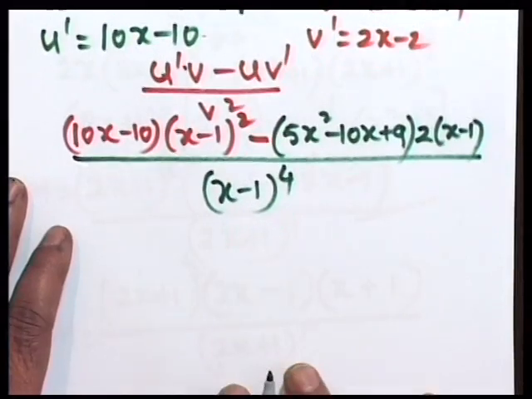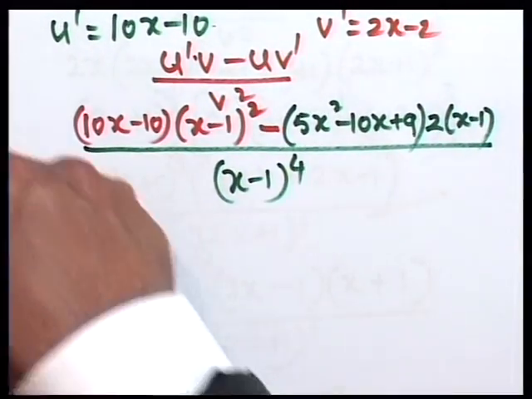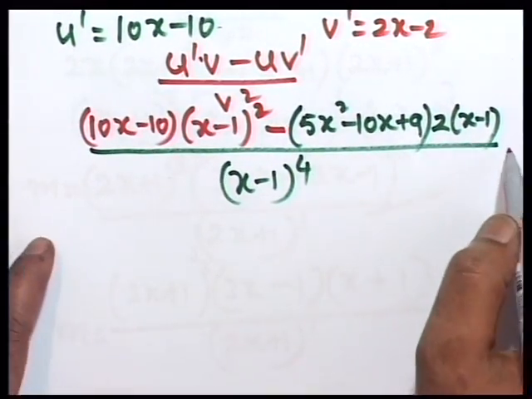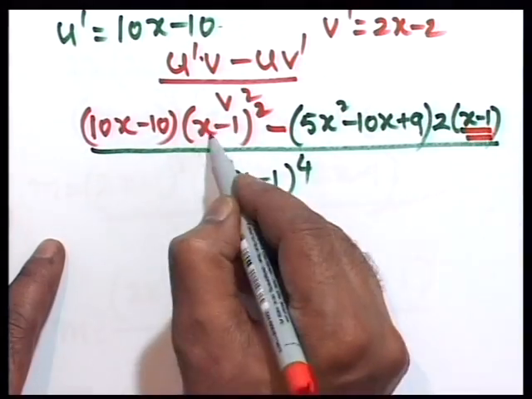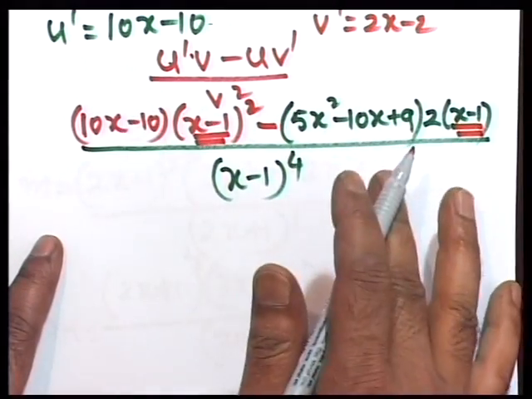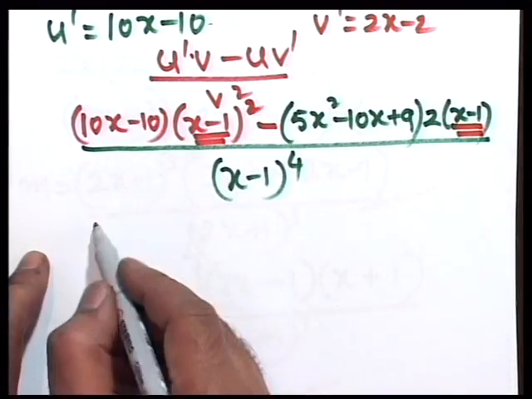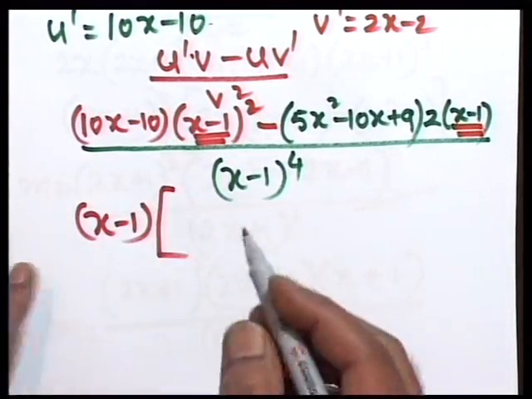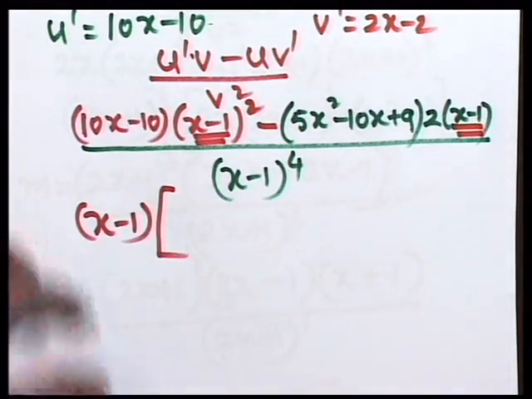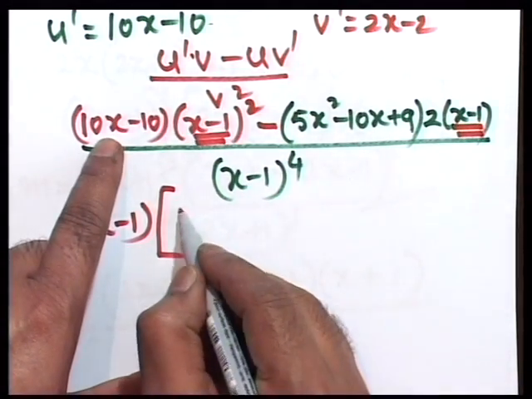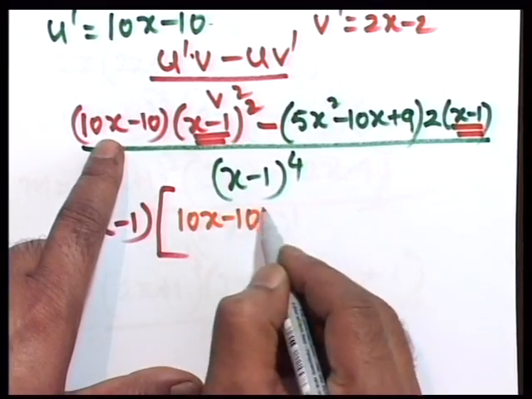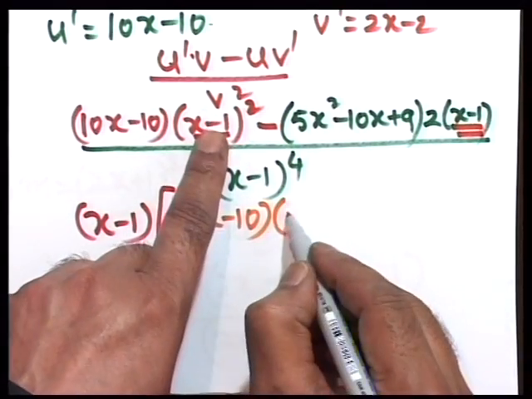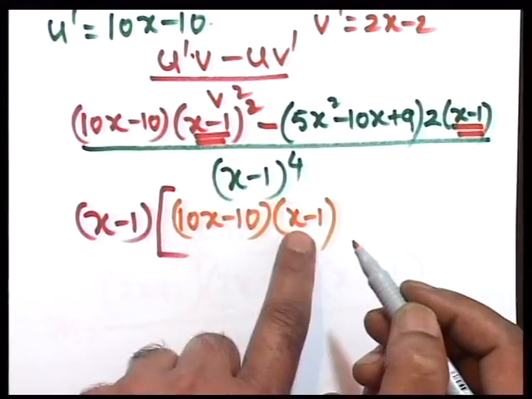So in the numerator, it looks like we can take x minus 1 common. Okay, x minus 1 common. Nothing else is common for the time being, right? So x minus 1 is common. I'll start a big bracket there. See, what do you get? I have a 10x minus 10 multiplied by, I have 1x minus 1, okay?